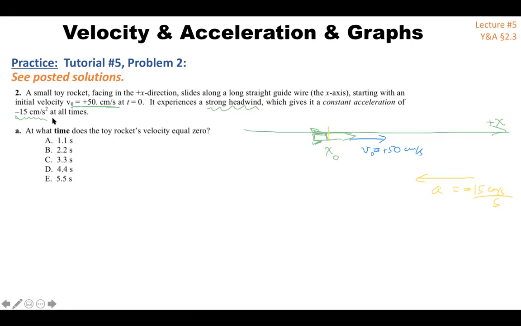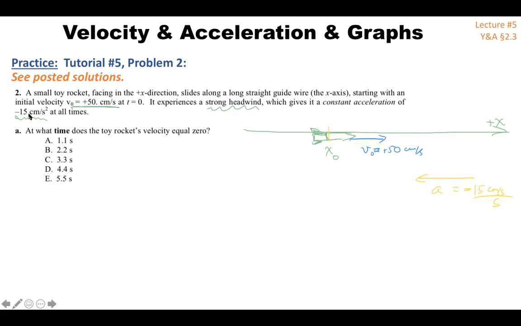By the way, what will happen after that time? If the wind keeps blowing, then this acceleration will keep on making the velocity of the rocket another negative 15 centimeters per second every further second that goes by. So that means the velocity will turn around and become more negative. The rocket will start to actually speed up, but it'll speed up in the negative direction.